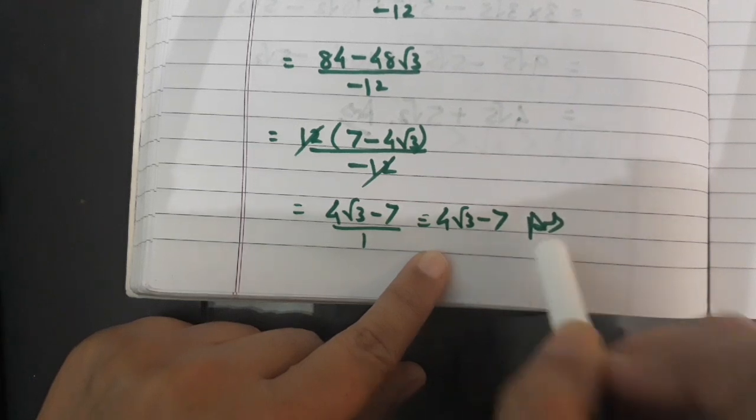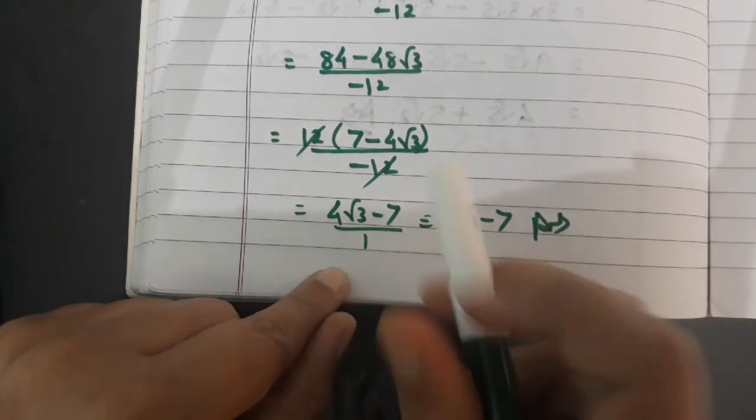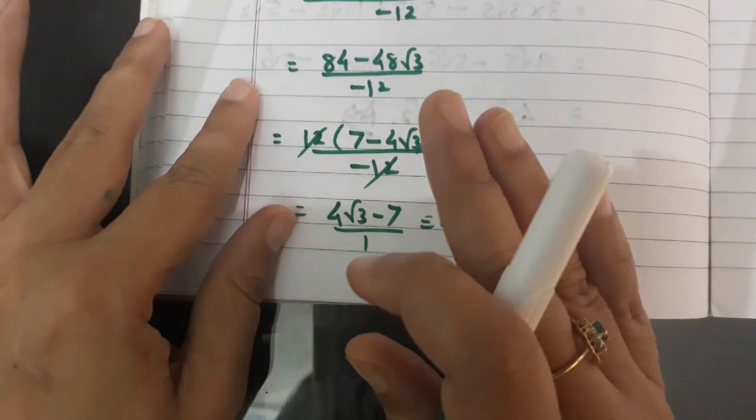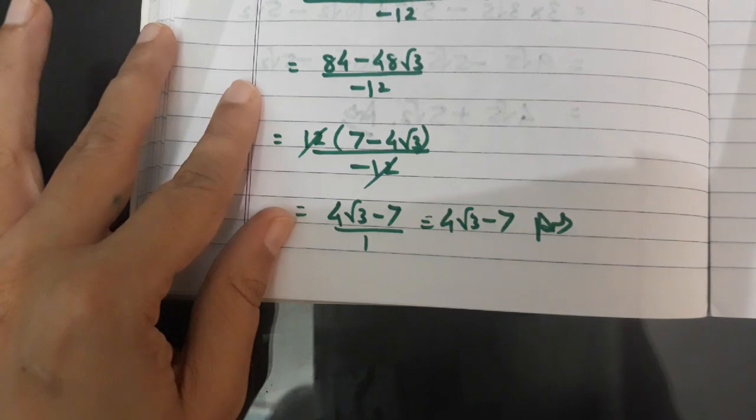So this is the final answer. Now the denominator is a rational number. So we have rationalized the denominator.